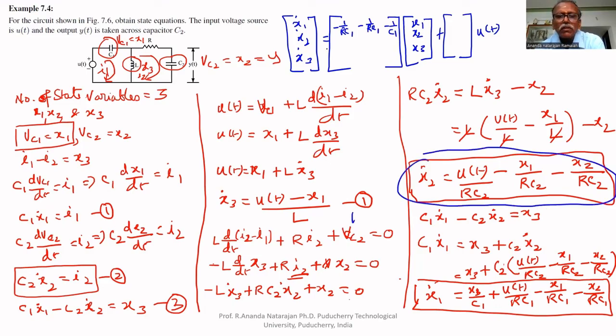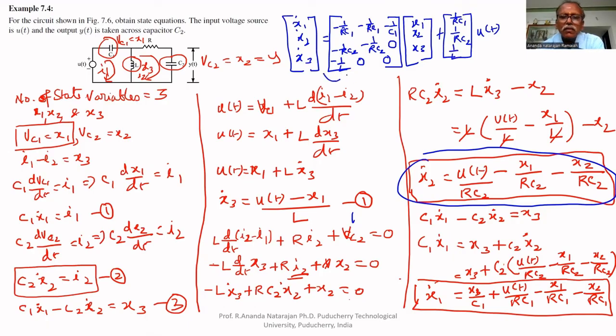What is the coefficient of x1? Minus 1 by RC2. Coefficient of x2 is minus 1 by RC2 again. x3 is not there, that's 0. Coefficient of u of t is 1 by RC2. Here 1 by RC1. The third equation, x3 dot equal to minus x1 alone, minus 1 by L, 0, 0, and the coefficient of u of t is 1 by L. That's all. This is the state model.